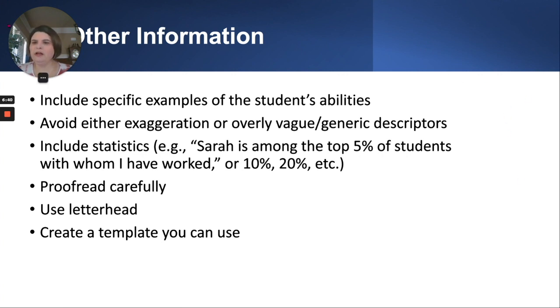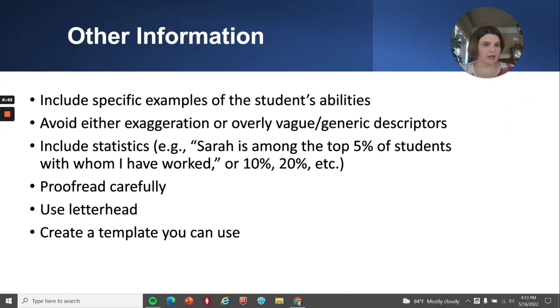So, any kind of specific examples of a student's ability, I think, are really helpful. Clearly, you don't want to exaggerate, like, oh, this is the best student in the whole wide world, and this student has like a 2.0. Maybe they're not the best academic student at that point. Or, overly vague, like nice, polite.